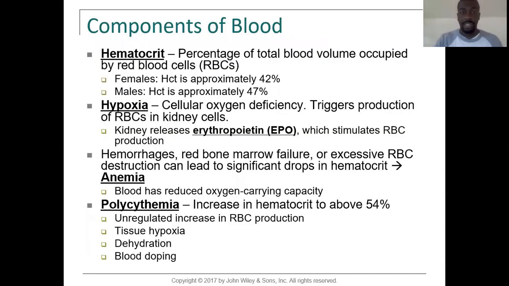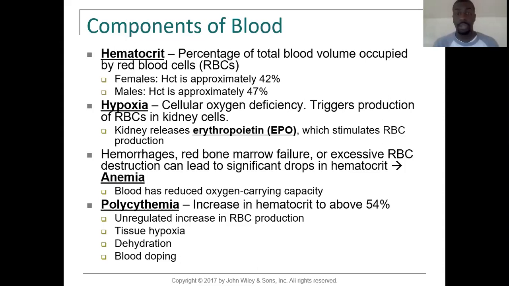Okay. So when we're looking at blood, there's one specific measurement that's going to be pretty important. And so that measurement is going to be hematocrit. So the hematocrit tells you the percentage of your total blood volume that is made up by your red blood cells. Okay. So in females, the hematocrit level should be about 42%. So if you take their entire blood volume, 42% of that should be made up of just red blood cells. In males, the hematocrit level should be about 47%. So again, there should be about 47% red blood cells in the total blood volume.